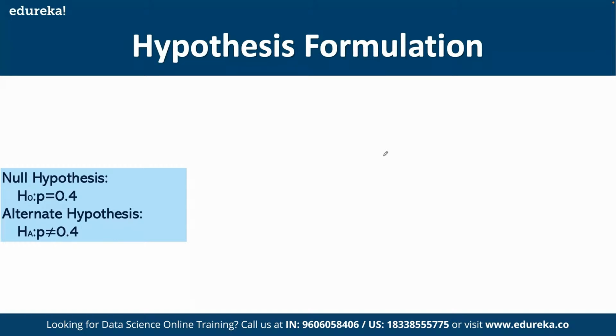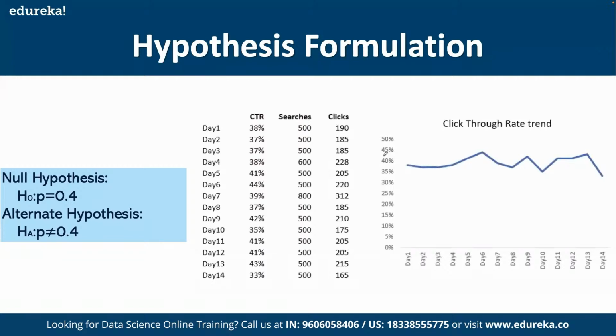So the first step is defining the null and the alternate hypothesis. Then you're going to collect the data. Let's say you have the data of CTR from the given data set, and you've got the information about searches and the clicks. That is what you have in this given data.